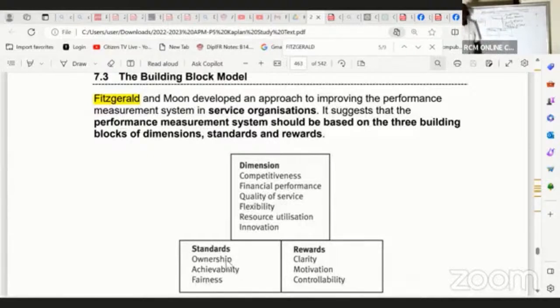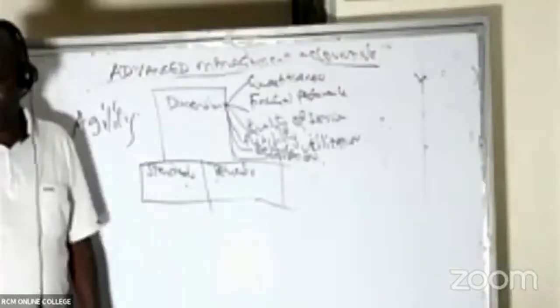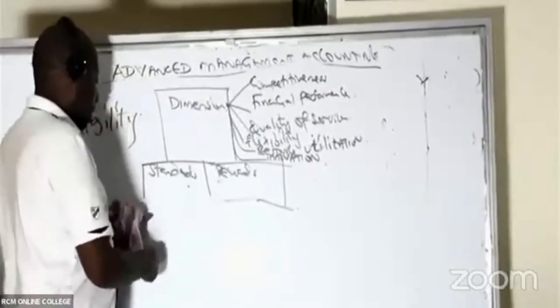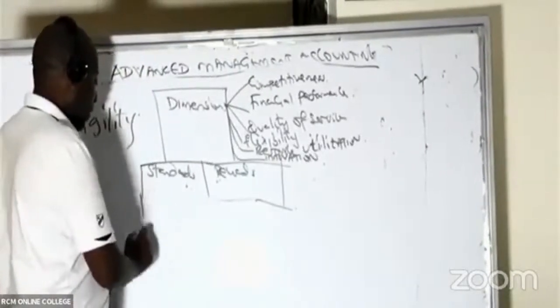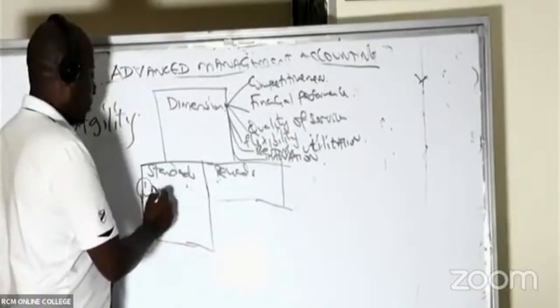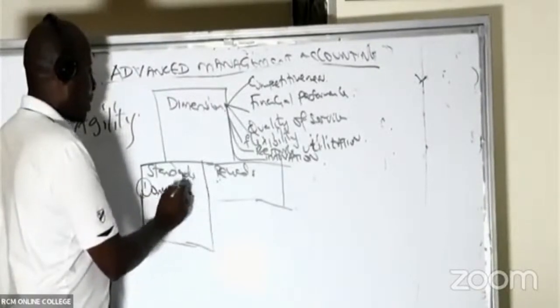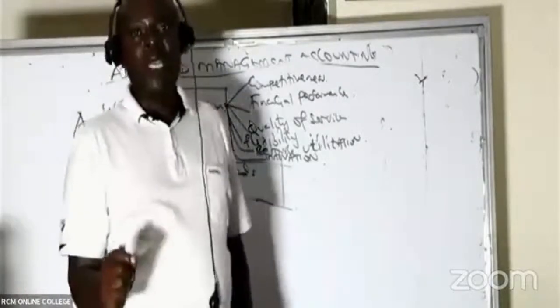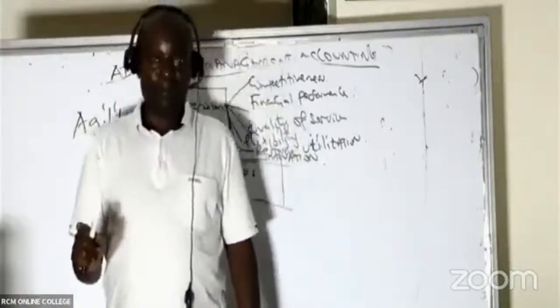And then of course the standards must be fair. Allow me to explain this. So under standards, we've said 3 things that you must always remember. So number 1, we have ownership. When you're setting these targets, discuss with the employees for the employees to own them up.